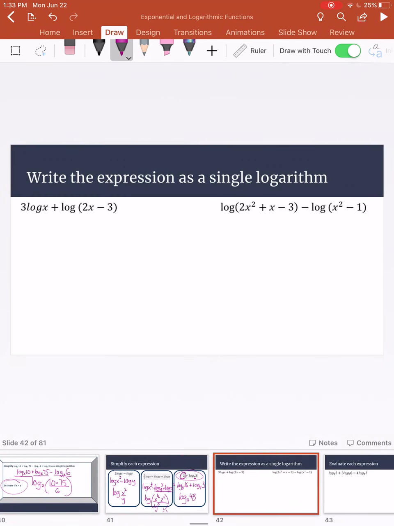All right, we'll keep moving here. So this just increases in complexity a bit. So it says write the expression as a single logarithm.